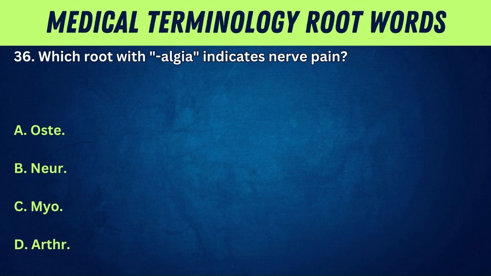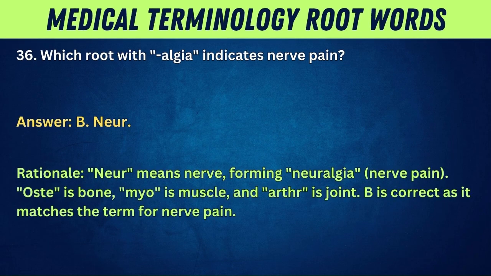A. Ost. B. Neur. C. Myo. D. Arthr. Answer: B. Neur. Rationale: neur means nerve, forming neuralgia, nerve pain. Ost is bone, myo is muscle, and arthr is joint. B is correct as it matches the term for nerve pain.